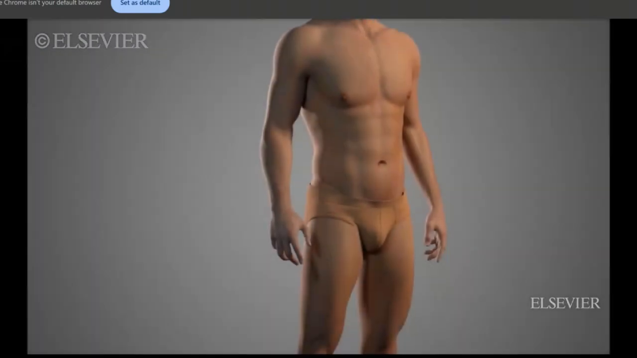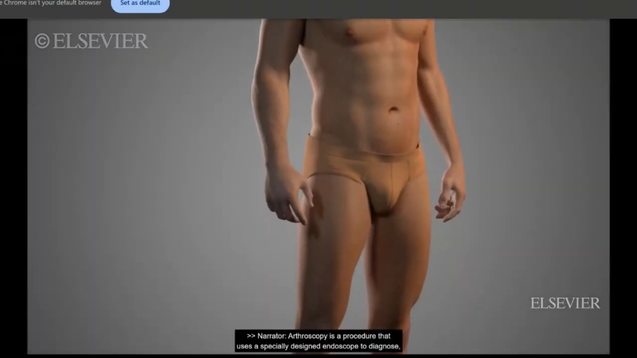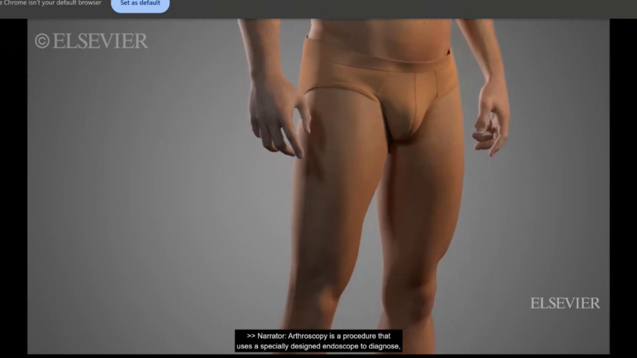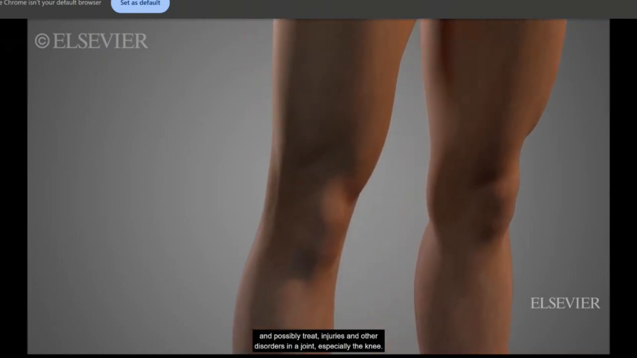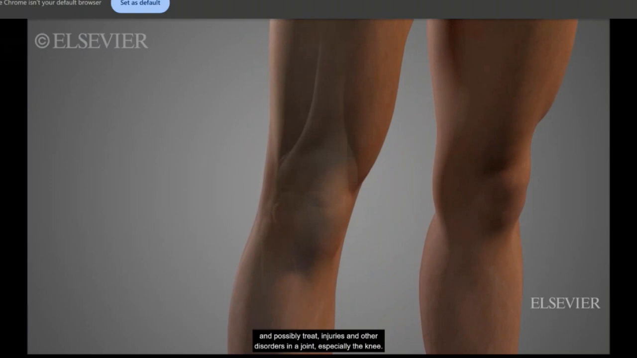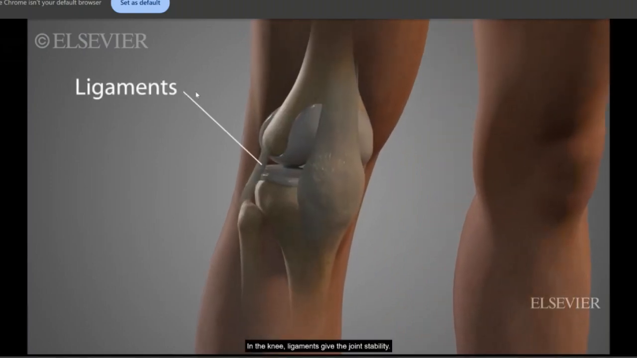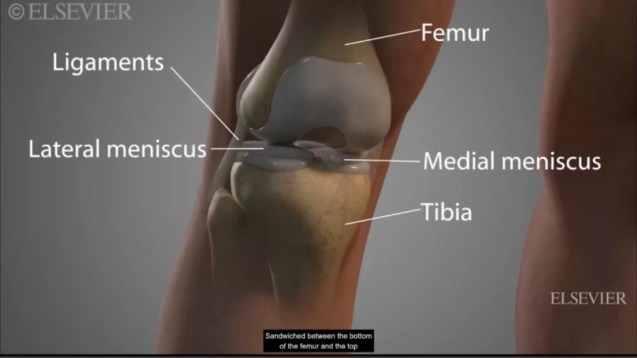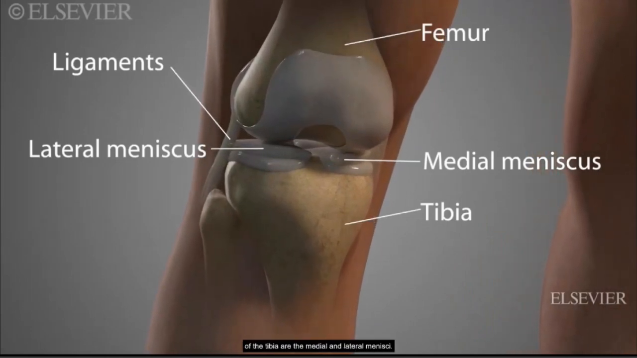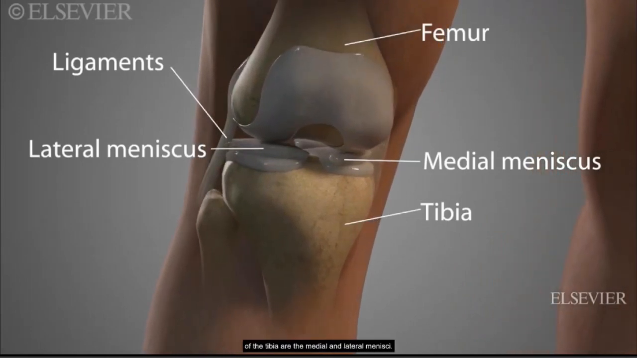Arthroscopy is a procedure that uses a specially designed endoscope to diagnose and possibly treat injuries and other disorders in a joint, especially the knee. In the knee, ligaments give the joint stability. Sandwiched between the bottom of the femur and the top of the tibia are the medial and lateral menisci.